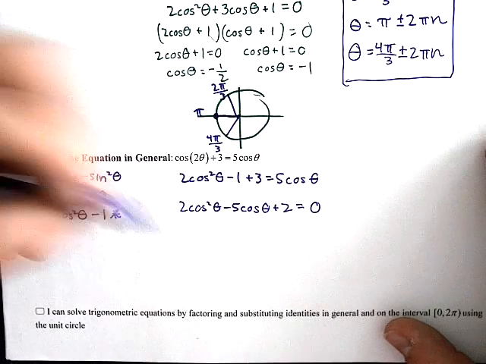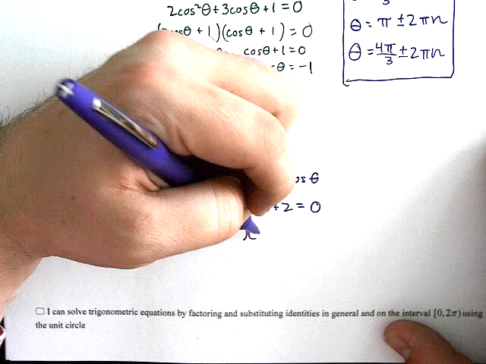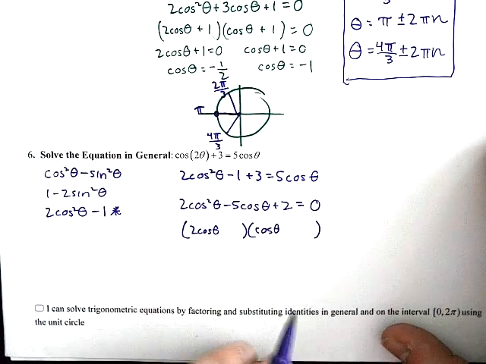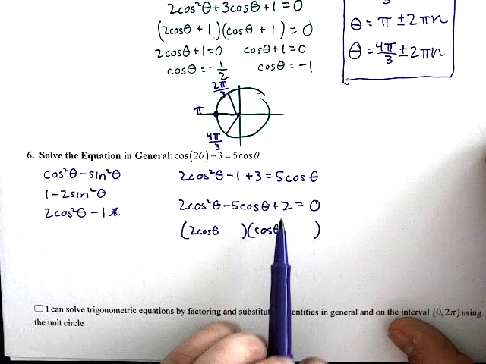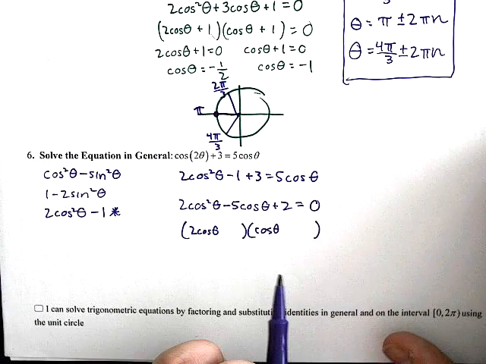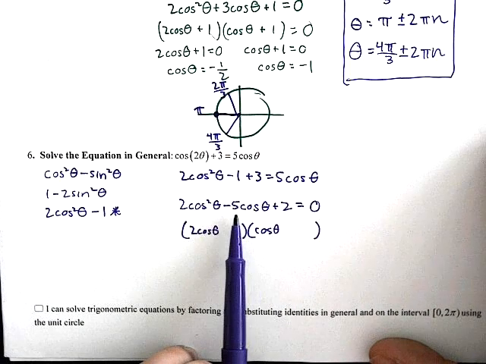Let's see if we can factor this. So 2 cosine and cosine, and then we got a 2 here. Ooh, so it's got to be positive 2. So it's either got to be positive, positive, negative, negative, and if we take a look at this middle, we're trying to get to negative 5. Ooh, I think I see it.